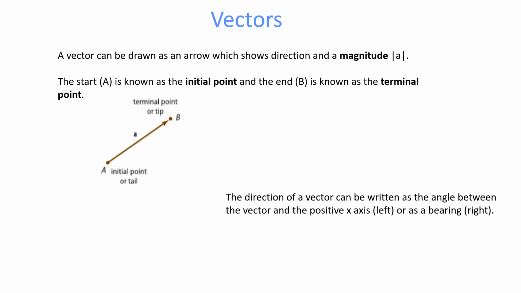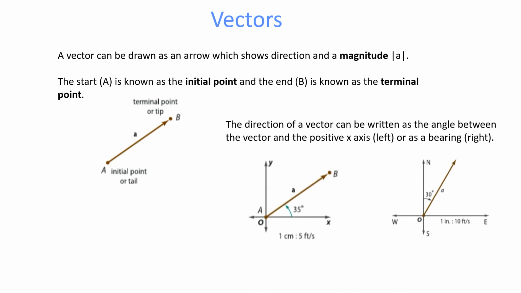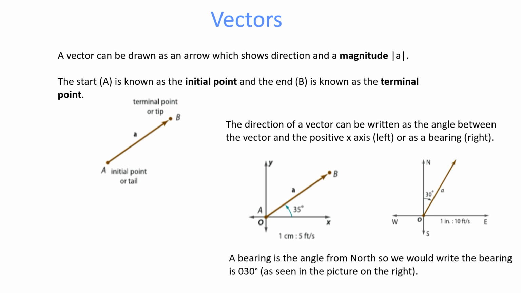The direction of a vector can be written as an angle between the vector and the positive x-axis, or as a bearing shown in these two diagrams. A bearing is anti-clockwise from north, so we could write the bearing as 030, as shown in the picture on the right.